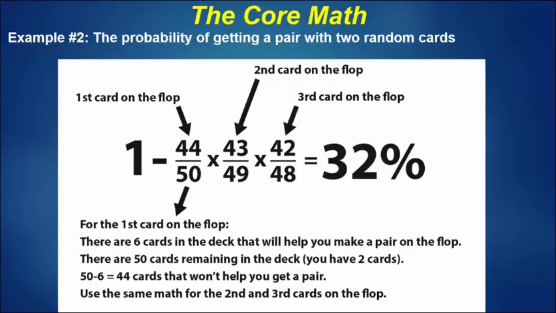Next, subtract 1 from the numerator and 1 from the denominator for the second card on the flop, 43 divided by 49. Third, subtract 1 from the numerator and 1 from the denominator for the third card on the flop, 42 divided by 48. Finally, multiply 44 divided by 50 times 43 divided by 49 times 42 divided by 48 and subtract that percentage from 1, which is 100%. This provides the probability of hitting at least one pair on the flop. As shown in the figure, this is 32%. It is approximately 1 out of 3 times.